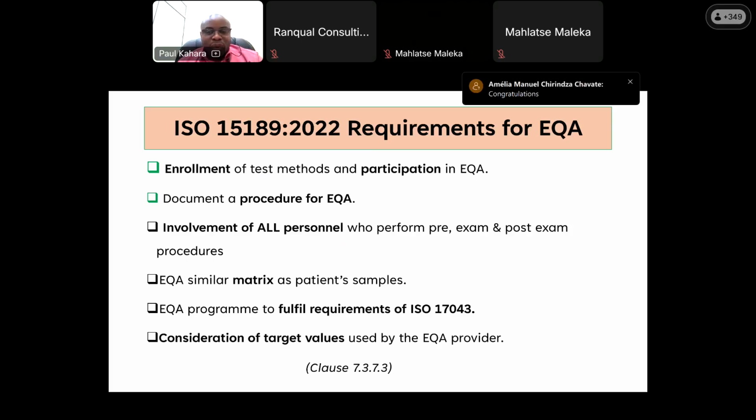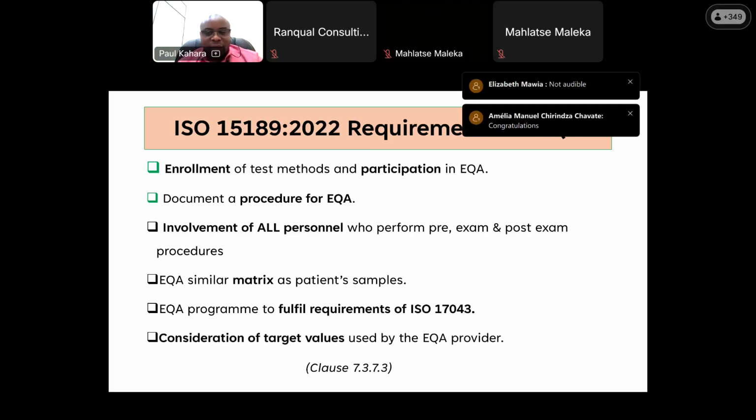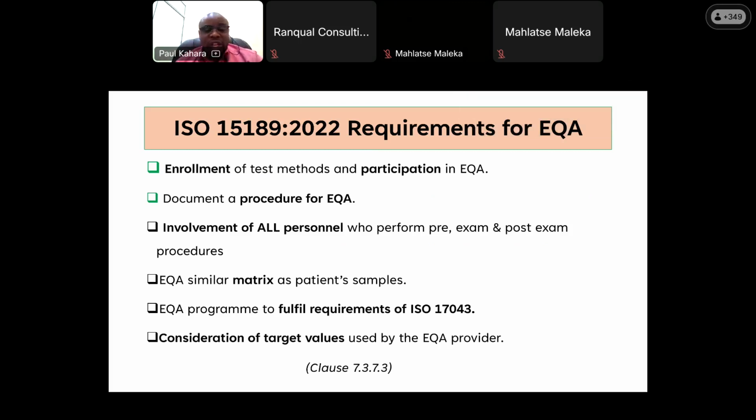And the people who are organizing your PT program, your EQA, should be able to fulfill the requirements of ISO 17043. This is a standard that guides how the PT provision should be done. And we as a laboratory also need to consider the target values that are being used by our EQA providers. So EQA providers, you see, are just like examiners. Their exam is not a top secret. We need to know how they evaluate the EQA reports. We need to know which samples, which values were used to tell us that we are acceptable or not.